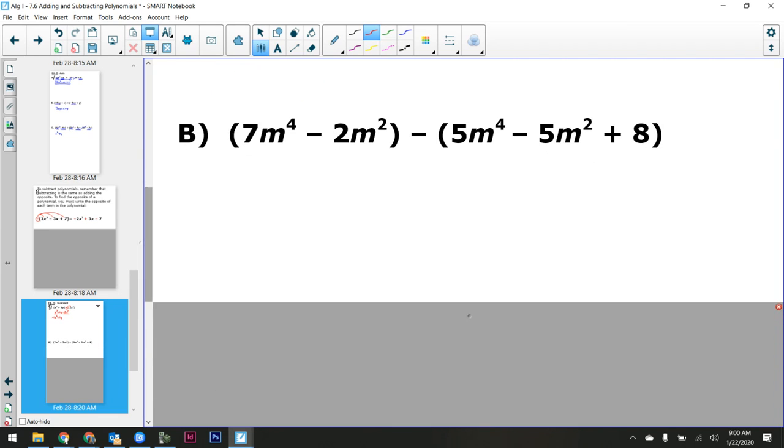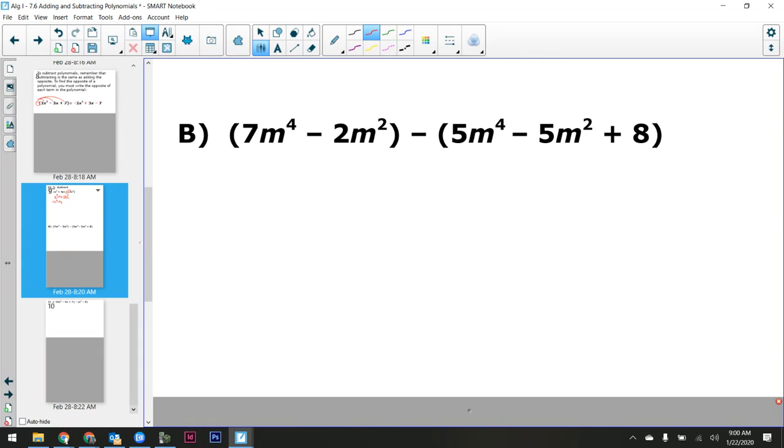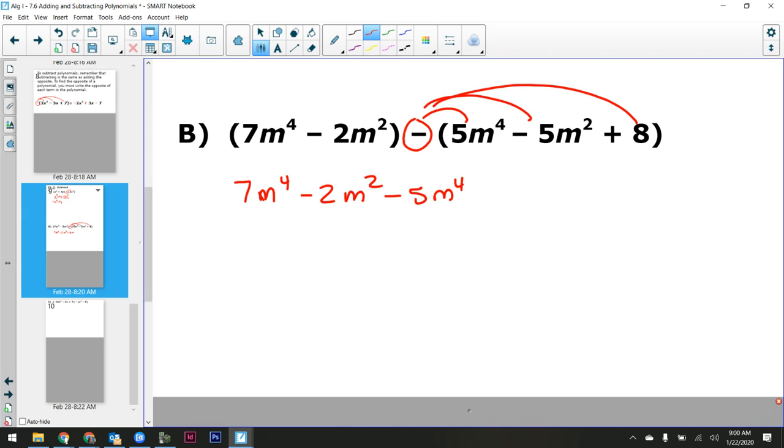Okay. So again, I distribute in the negative, right? I distribute in the negative. And what do we get? Well, the first term stays exactly the same. The first polynomial, 7m to the fourth minus 2m squared, that binomial does not change. What changes is the second polynomial: minus 5m to the fourth plus 5m squared minus 8. Does everybody see what I did? Everybody's sign changed. And now we just combine like terms.